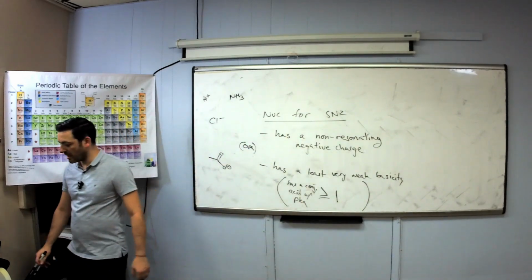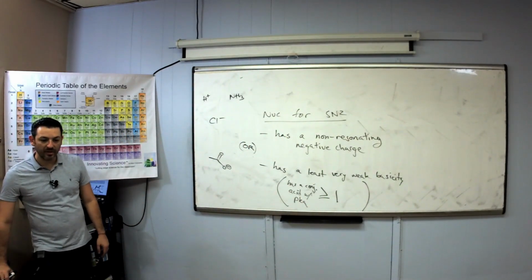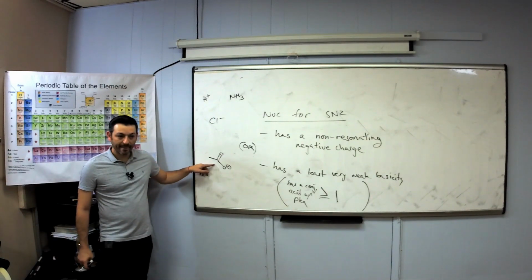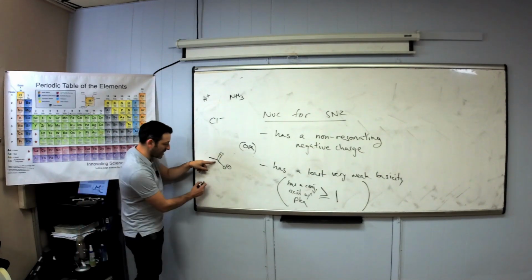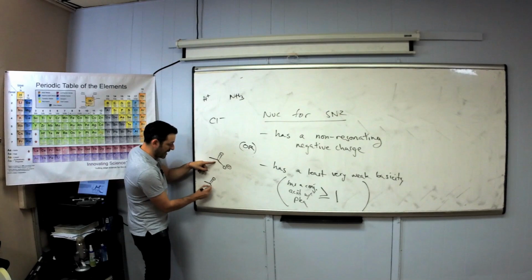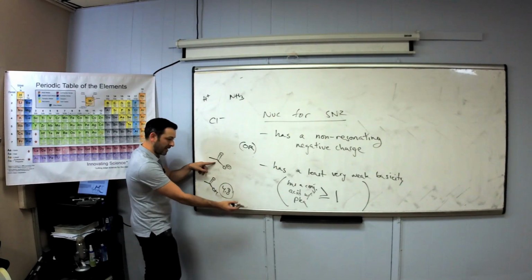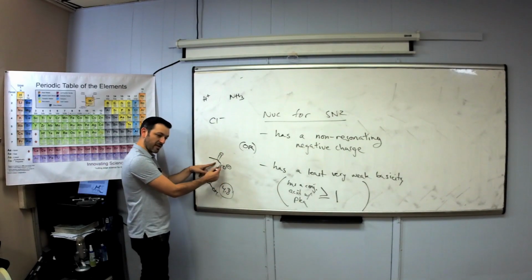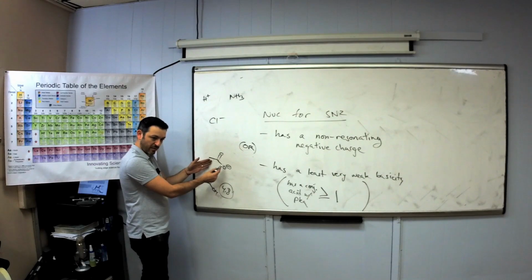Is that an easy enough criteria? If you know your pKa table, then you could figure that out. Is this a nuc for SN2? It's got a resonating negative charge, so we have to check basicity. What is the conjugate acid? Conjugate acid here is acetic acid. What's its pKa? 4.8. Is 4.8 bigger than or equal to 1? Yes. So the conjugate base over here is a good enough nuc for SN2.